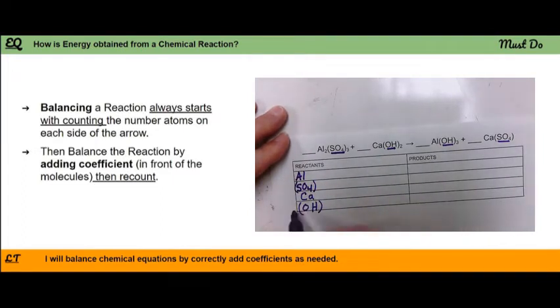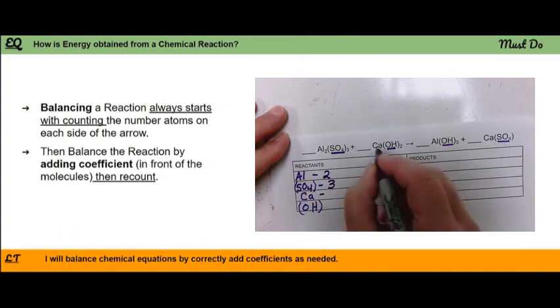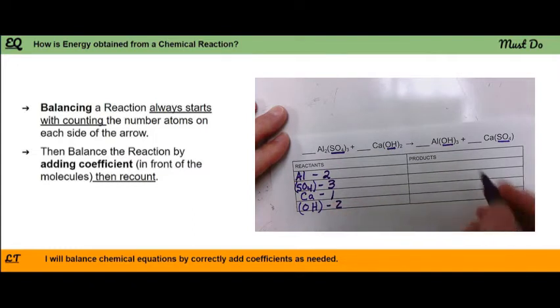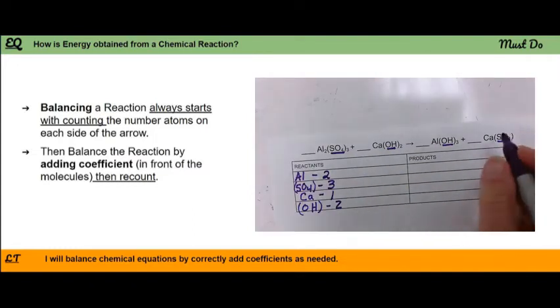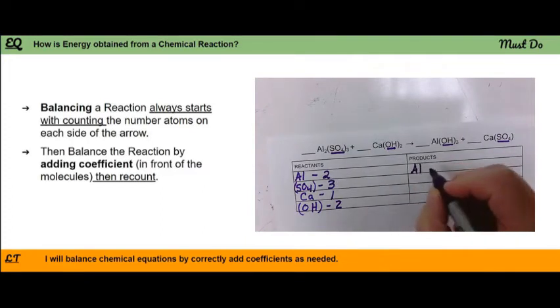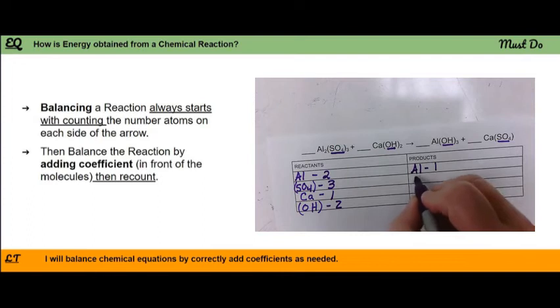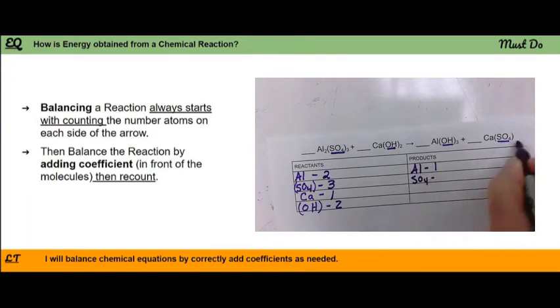Okay? So when we're counting, there would be 2 aluminums and 3 SO4s. Here there's 1 calcium and there's 2 OHs. Okay? We do the same thing on the other side. So we have aluminum is 1, SO4 is 1, calcium is 1, and hydroxide is 3. Okay?